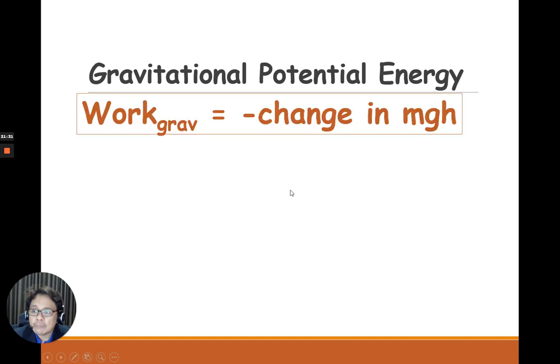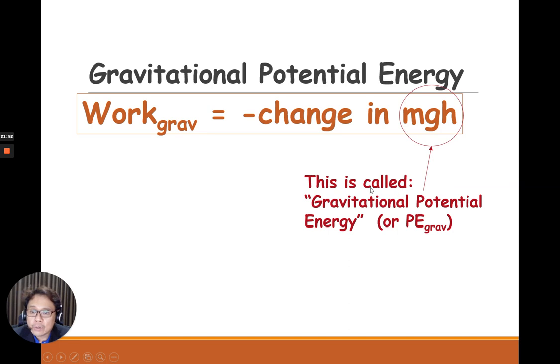Okay, so gravitational potential energy is work. Gravity is equal to the negative change in the potential energy. mgh is potential energy. This is mass multiplied by the gravity, 9.8 meters per second squared, multiplied by the height. Okay, so this is called gravitational potential energy or PE grav, or sometimes some of the textbooks would write capital GPE to refer to gravitational potential energy.